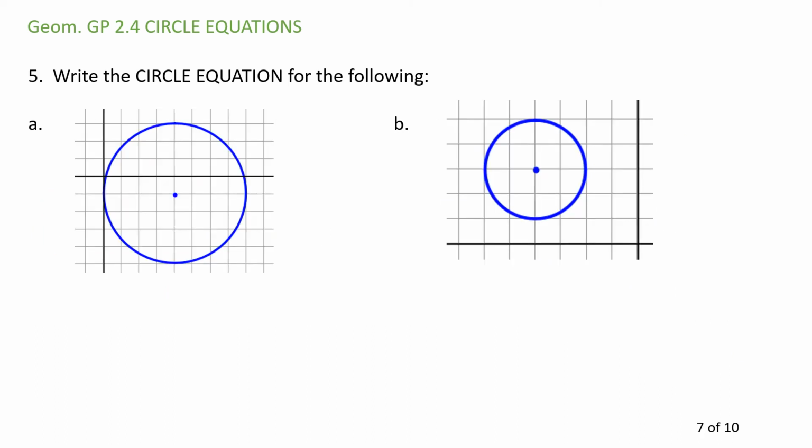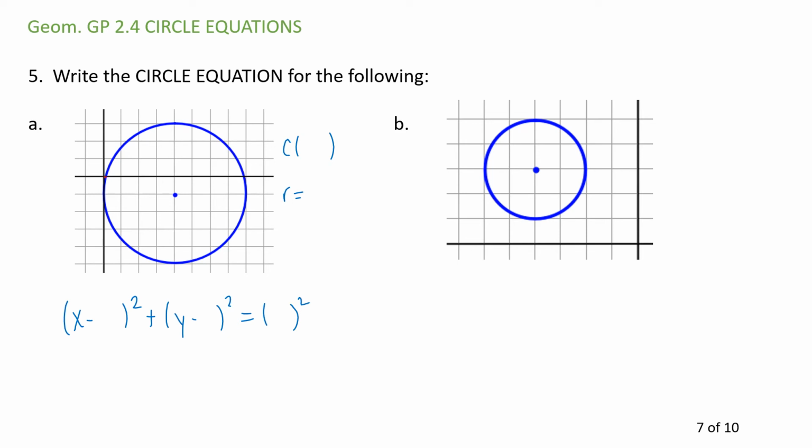What if you have a picture? Well, nothing really changes. I need the center of the circle, I need the radius of the circle, and then I'm going to plug it into x minus something squared plus y minus something squared equals something squared. The Pythagorean theorem, a squared plus b squared equals hypotenuse squared. Well, I just need to find the center.